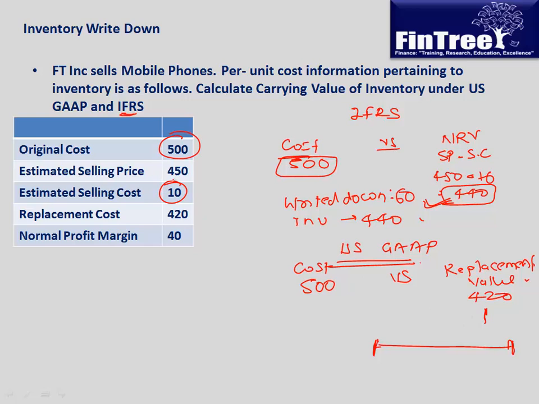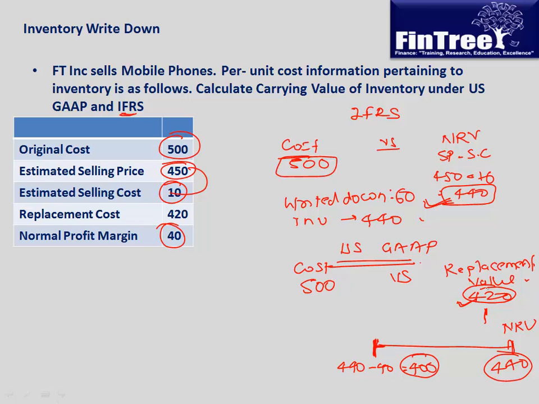So in this case, the selling price is 450 and the selling cost is 10. Therefore, net realizable value is 440 on this side. So this is NRV. And on the lower side, we will have net realizable value minus a normal profit. Normal profit margin is given to us as 40. So therefore 440 minus 40, this would be 400. What we have to ensure is that this replacement value has to be within a price band of 400 and 440. Now in this case it is.